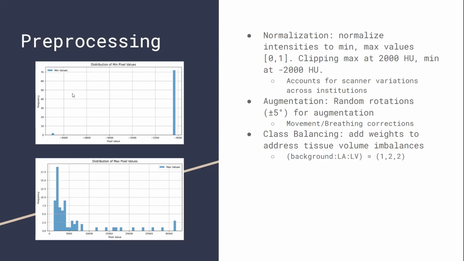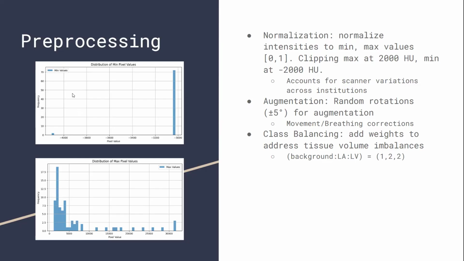And for specific augmentation, we chose to account for breathing corrections and movement during the CT scans. So we found that rotations were the best augmentation in order to replicate this. So in order to try and show the movement or breathing corrections during these scans, we decided to incorporate random rotations of plus or minus 5 degrees.